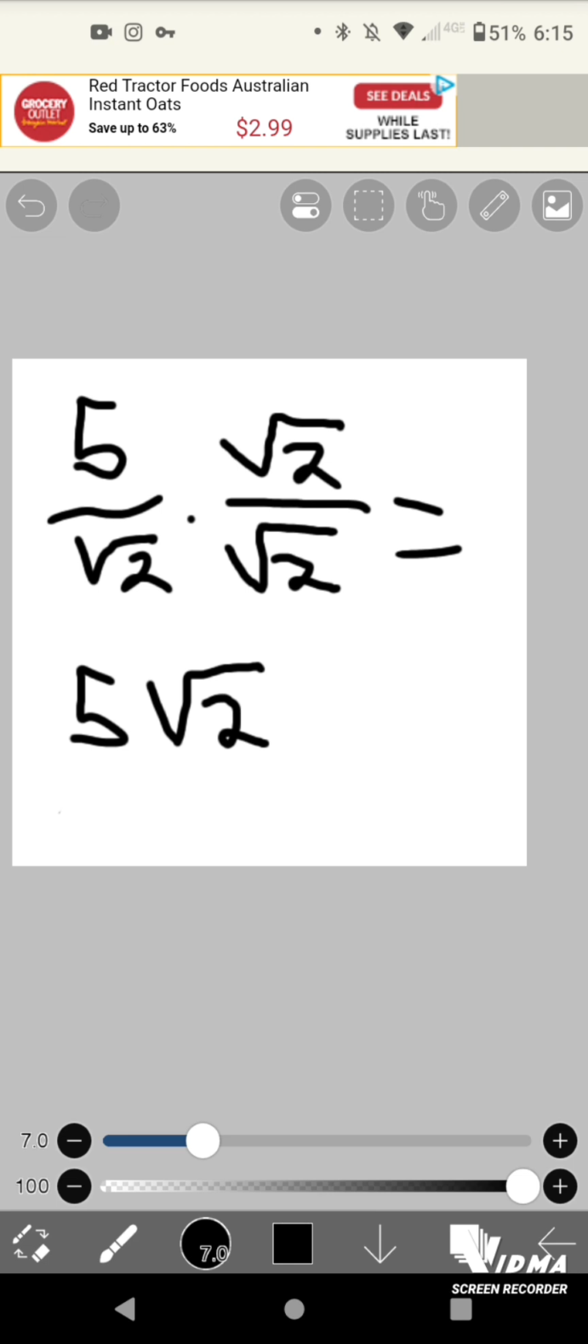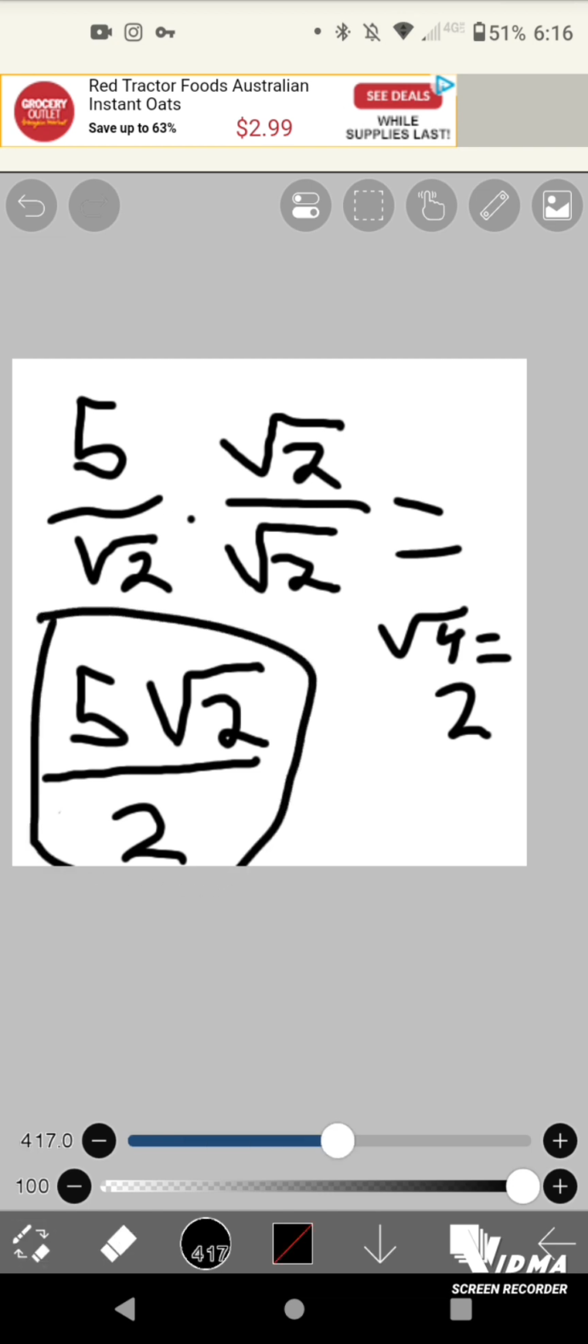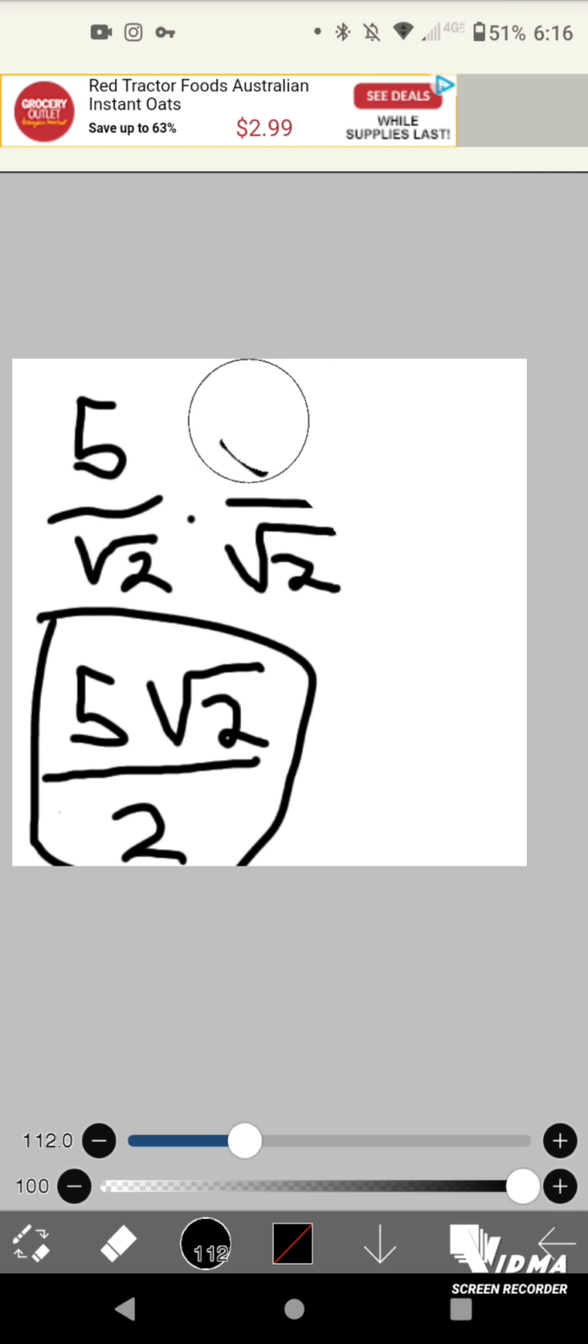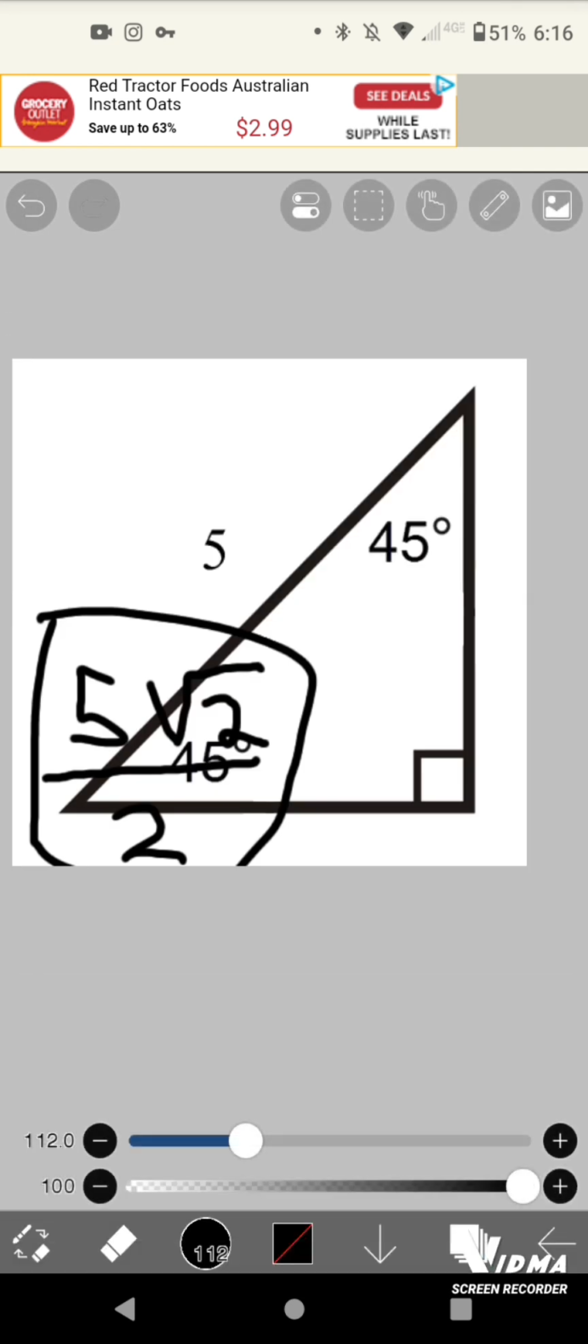And now, here's the higher level thinking. Square root of 2 times the square root of 2. Well, isn't that just the square root of 4? Wait, isn't that one of our perfect squares? Yeah, that is. So we could turn our square root of 4 into 2. So our answer here is 5 square root 2 over 2, which is our side length.